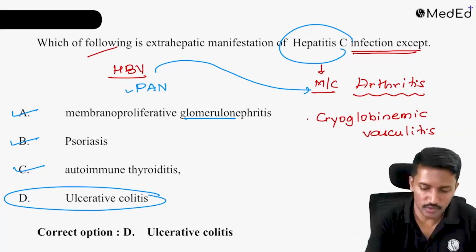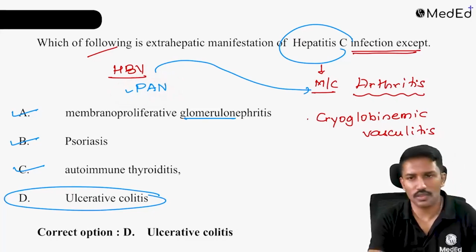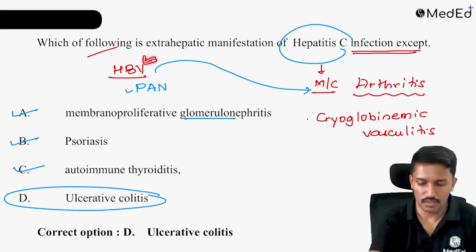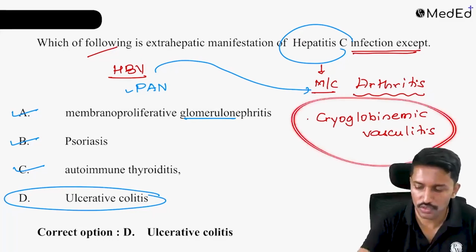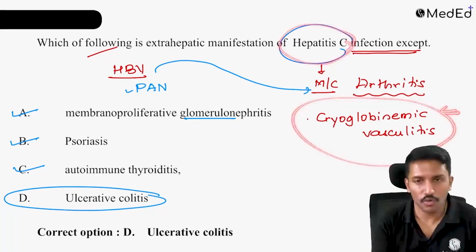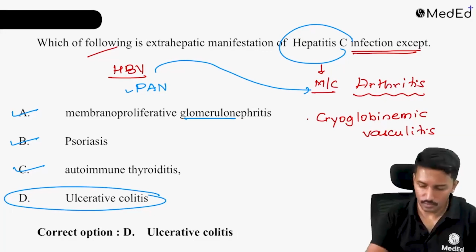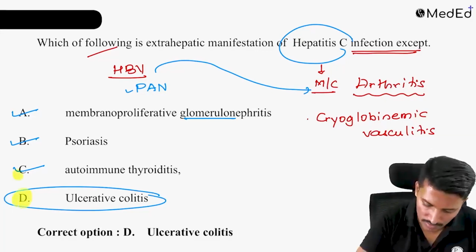Otherwise, when we talk about vasculitis, when we talk about polyarteritis nodosa, we definitely talk about hepatitis B, right? Similarly, when we talk about cryoglobulinemic vasculitis, we definitely talk about hepatitis C, right? So option D would be the answer here. Okay.